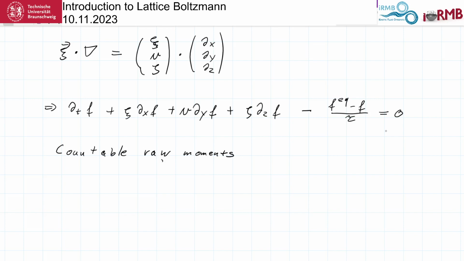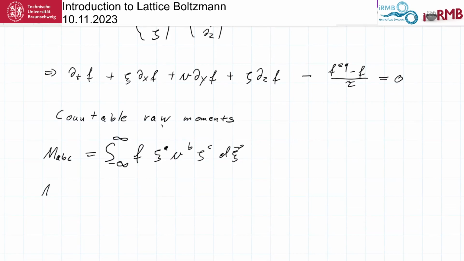Again, this is the main thing that we use here. We define the countable raw moments, with indices a, b, c, m_abc, as the integral from minus infinity to infinity over the distribution f, times c to the power of a, epsilon to the power of b, and zeta to the power of c, all integrated over all velocities, three-dimensional velocities. Now, instead of using this on the distribution, we will use this on the actual equation for the distribution. So we take the moments of the BGK equation.